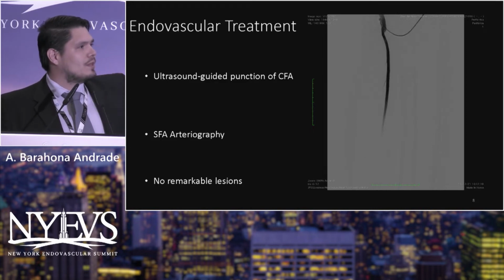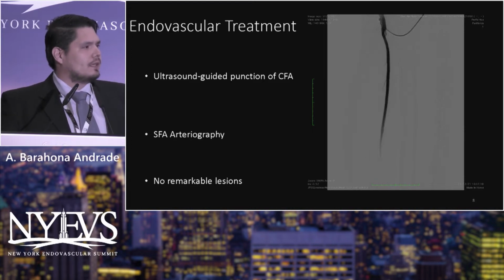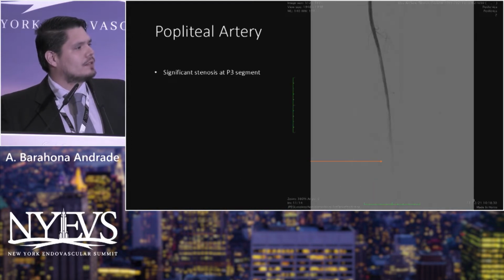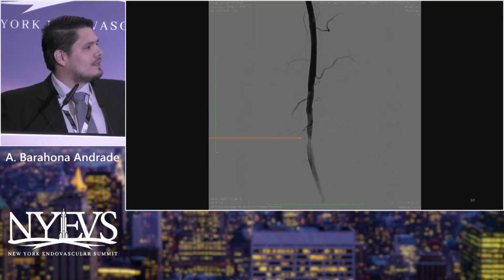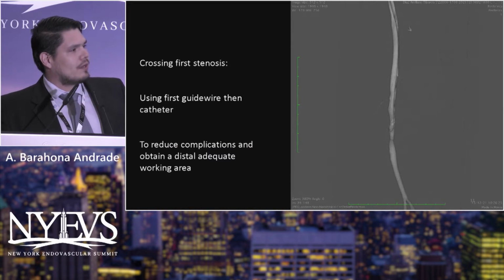Afterwards, we did our first images. As you can see, we have a nice superficial femoral artery, but in the popliteal artery, we have an important lesion. After this, we try to cross this lesion without doing any dissection, to reduce any complication and assure a working area.